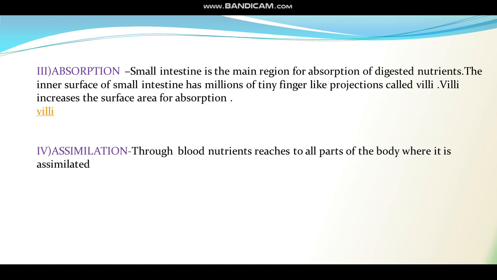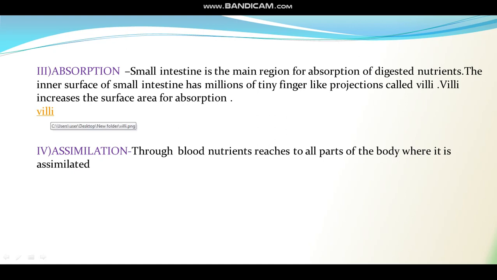After digestion of carbohydrate, glucose was lying there. After digestion of protein, amino acid was there, fatty acid and glycerol. All these components, the digested products, were lying there in small intestine. So they need to be absorbed. So the wall of small intestine is modified into millions of finger-like projections called villi. Villi increases the surface area for absorption, and it is the site where absorption takes place.